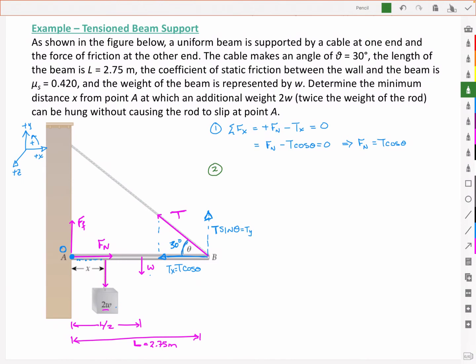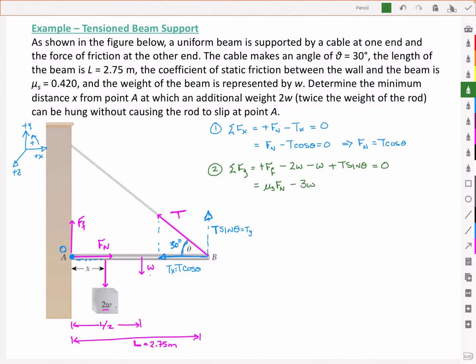Second, I'm going to look at the sum of my y components. And so I've got a positive frictional force, it's acting upwards. I've got a negative 2W acting downwards, and W, the weight of the rod, acting downwards. And then acting upwards, I've got that Ty or T sine theta, and those are all equal to 0. In the case that I'm looking at a minimum distance before it slips, that means that I am looking at my maximum frictional force. And so this frictional force here then is my coefficient of static friction times my normal force.